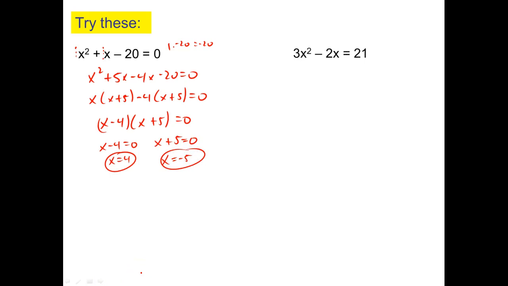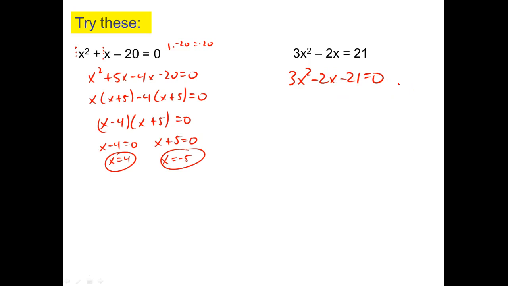There's another one for you to try, a little bit more difficult. Pause the video. Okay, so the first thing I need to do, I need it equal to 0 because I'm interested in where my y value is 0. The x is where my y value is 0. So I'm going to subtract 21 to start with. 3x squared minus 2x minus 21 equals 0.